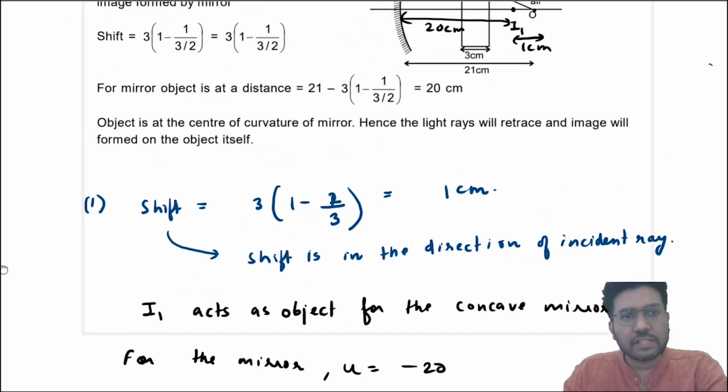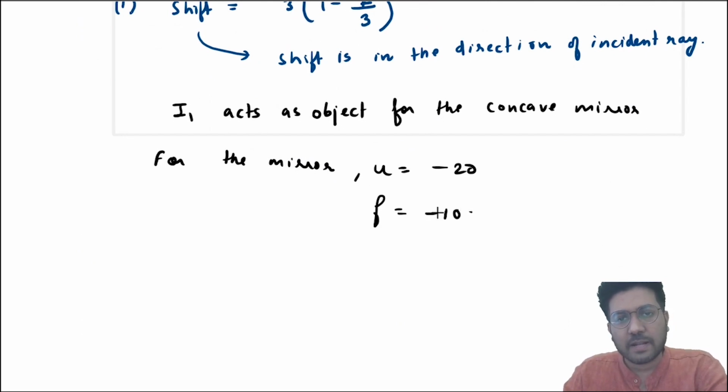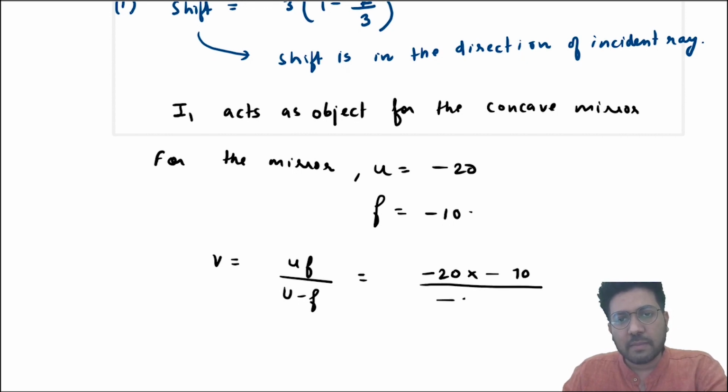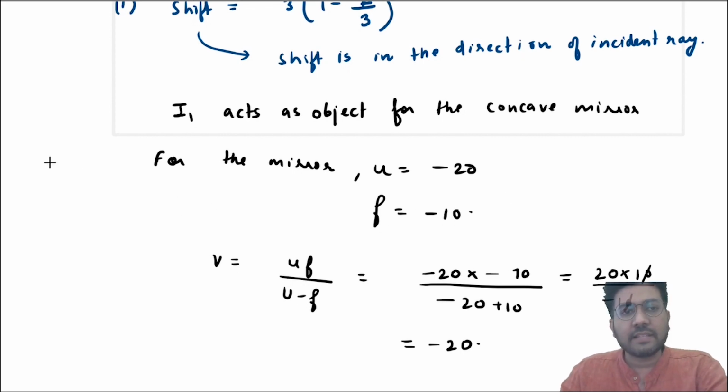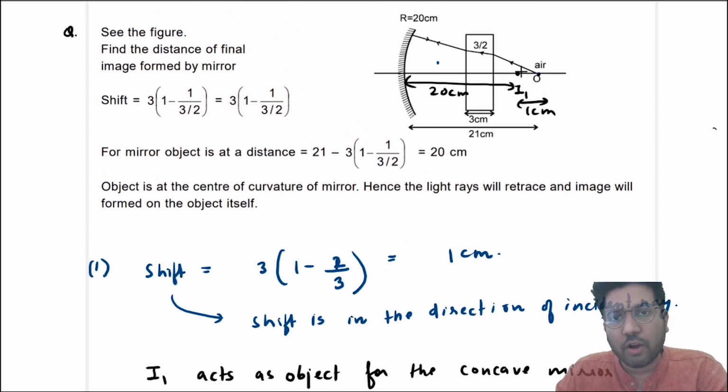The radius of curvature is given as 20 centimeter. That means the focus is minus 10 because it is a concave mirror. So from this you will get v is equal to uf by u minus f, and that is equal to minus 20 into minus 10 divided by minus 20 plus 10, and that will come out to be 20 into 10 divided by minus 10, and that is equal to minus 20. So u is equal to minus 20, v is also equal to minus 20. That means the image is formed here. So this is I1 and this is also equal to I2, right?